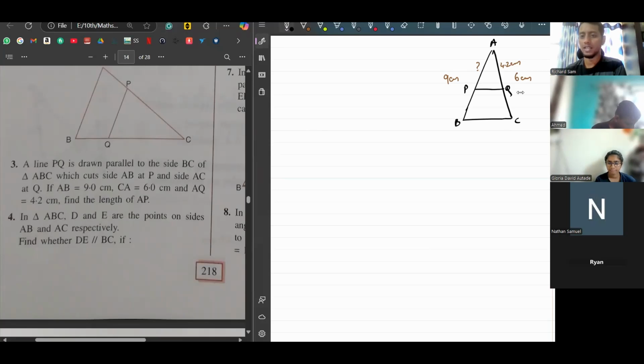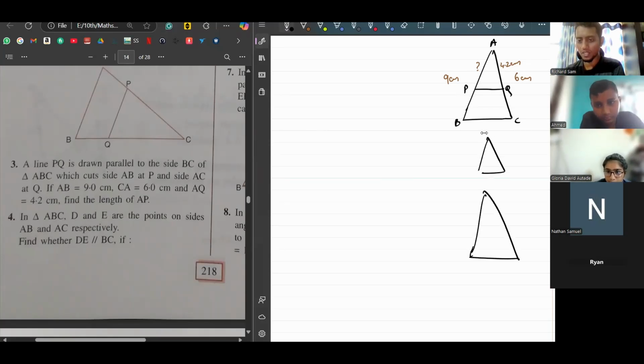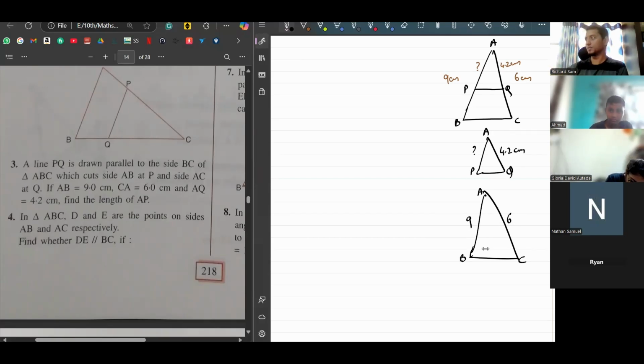We have the full triangle. If you want, you can draw both the triangles separately. That way it will be very clear to understand. So APQ is the small triangle and ABC is the big triangle. In the big triangle, we have AB 9 centimeters and AC, which is 6 centimeters. In the small triangle, we have to find AP and we have AQ, which is 4.2 centimeters. Now you can clearly see the triangles that correspond to each other. So write the theorem and solve it.